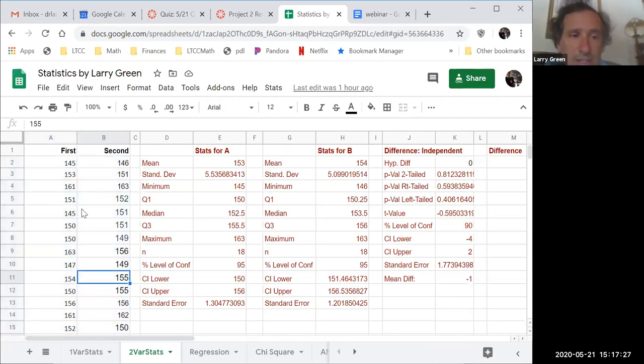So that's just a note. That's the reason why I require the spreadsheet. It's not because I'm being mean.